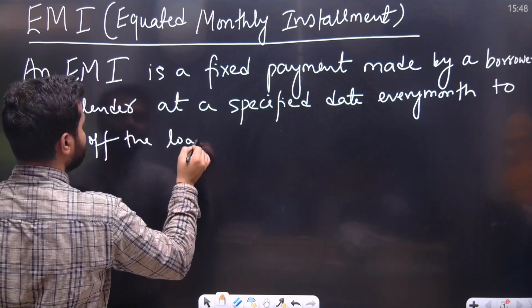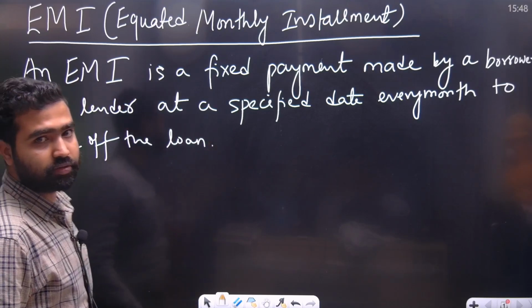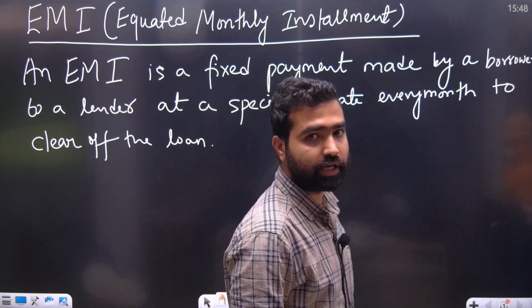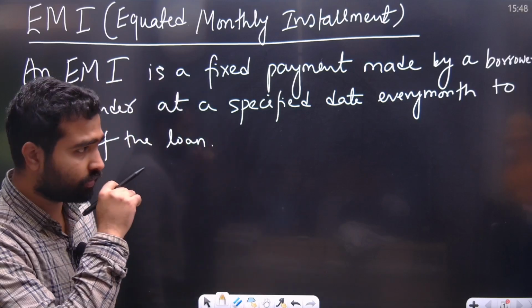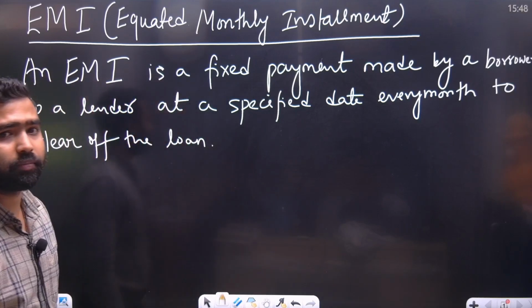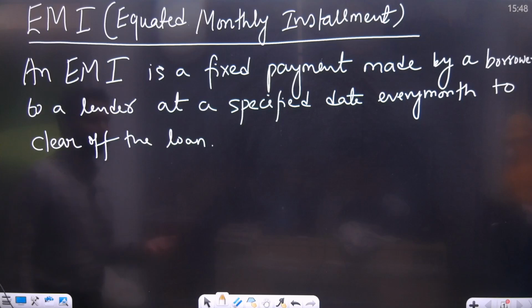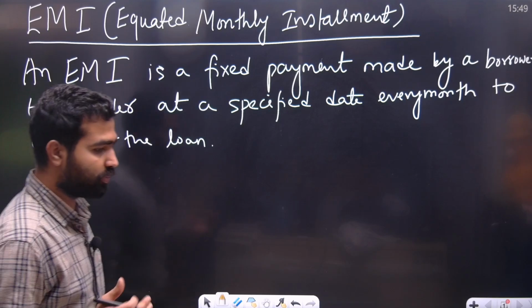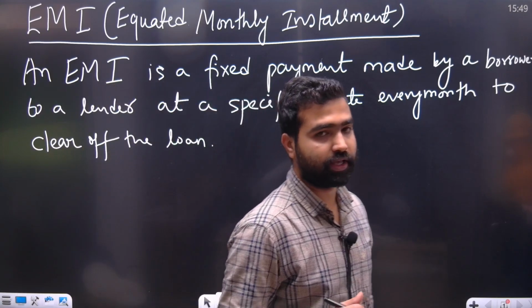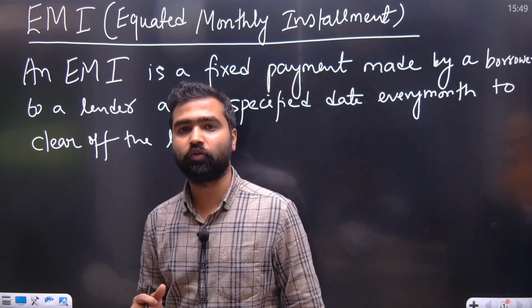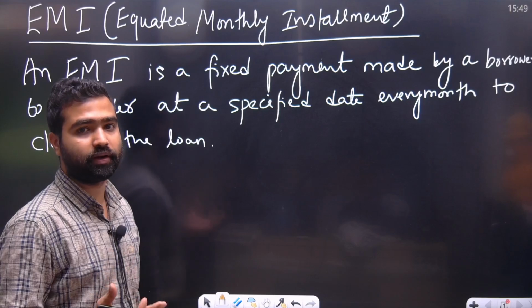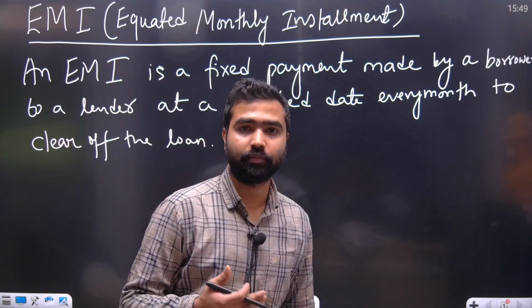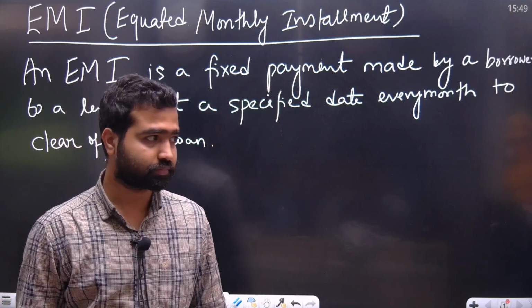So EMI is a fixed monthly payment that is made by the borrower to the lender at a specified date in every month. So that is called EMI. And also from the full form you can say it is equated monthly installment. So it has to be paid every month, right?